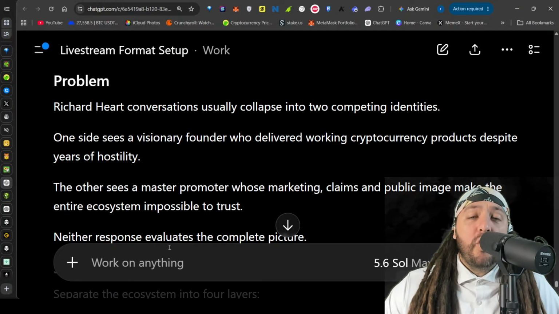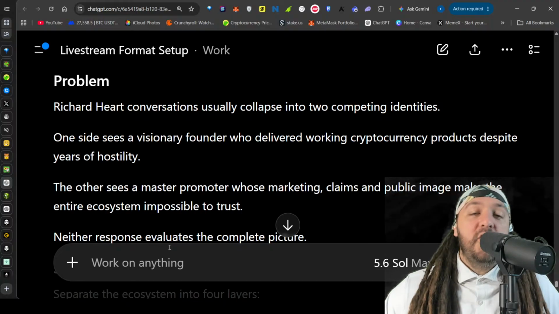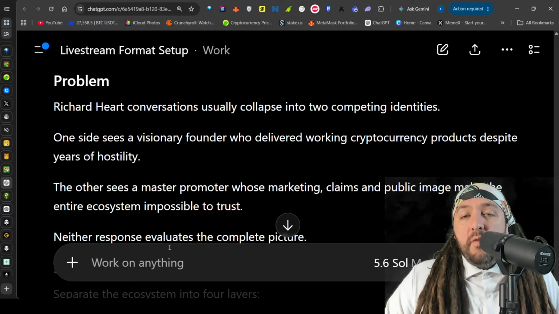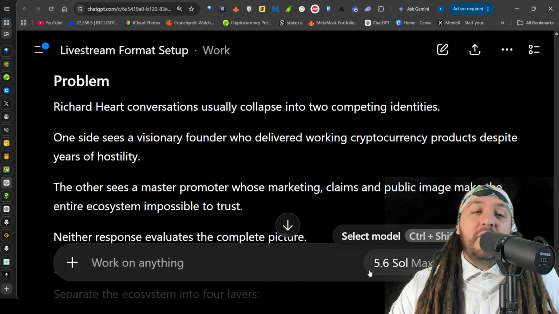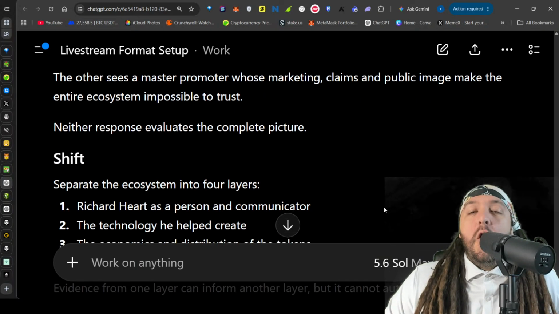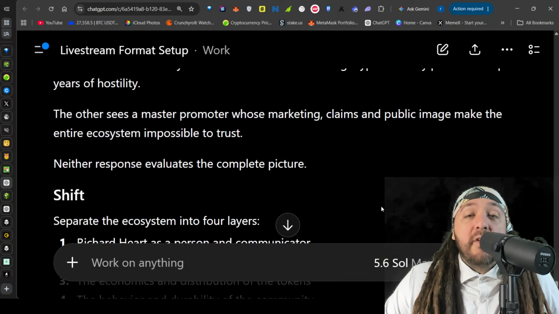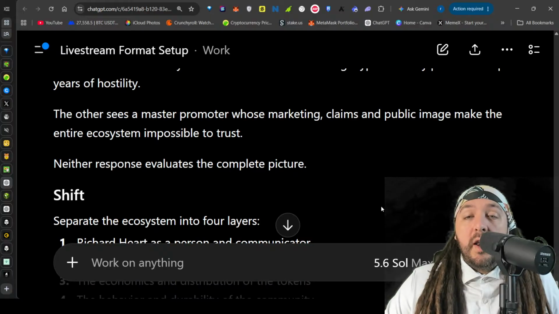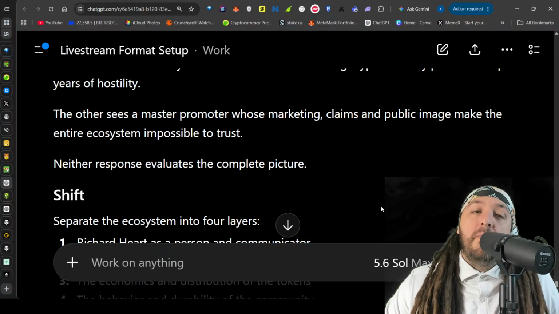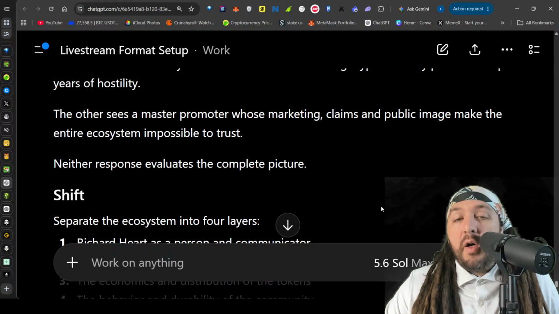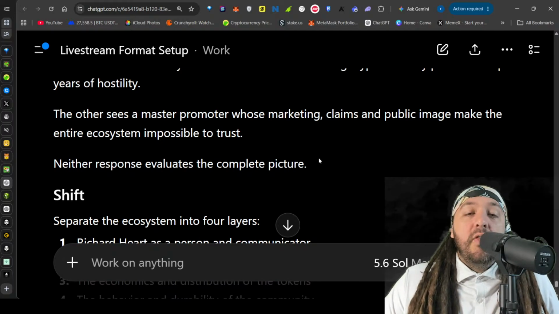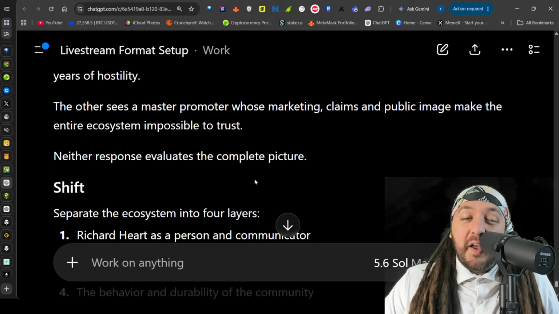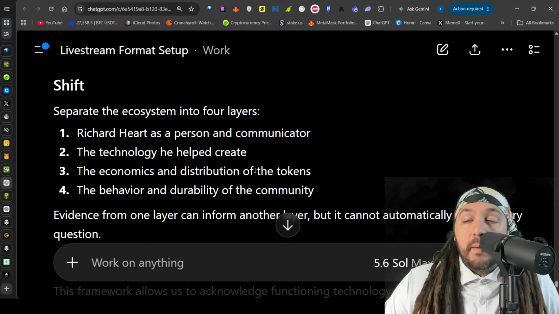All right. So, Richard Heart conversations usually collapse into two competing identities. One side sees a visionary founder who delivers working cryptocurrency products despite years of hostility. He's an overcomer. The other sees a master promoter whose marketing, claims, and public image make the entire ecosystem impossible to trust. Neither response evaluates the complete picture, though. And we're going to evaluate the complete picture, right?